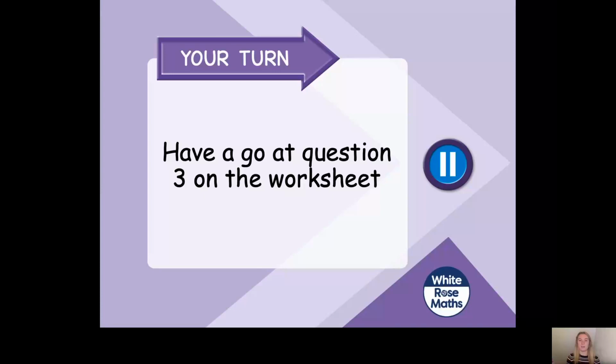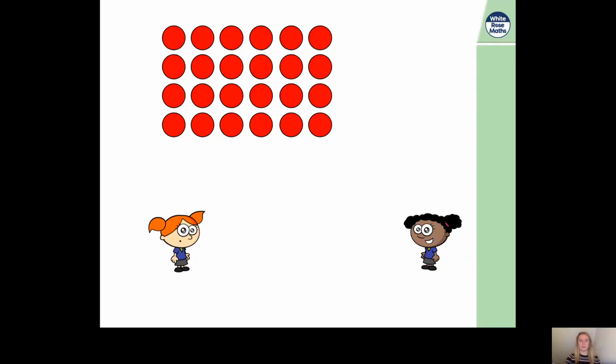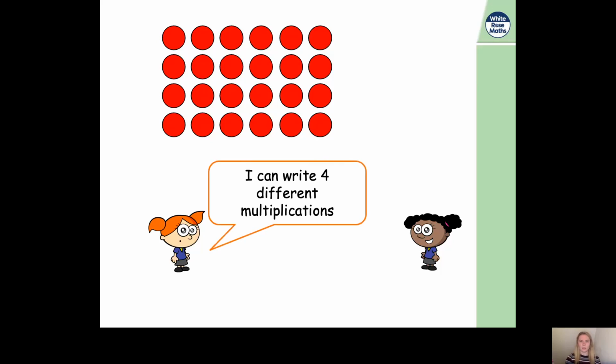Okay, let's move on. So here we have the two girls and they've made an array. Do you remember we made arrays in class last term? So they have columns which go down and they have rows which go across, don't they? So this girl is saying, I can write four different multiplications with this array. And the other girl says she thinks there are eight.